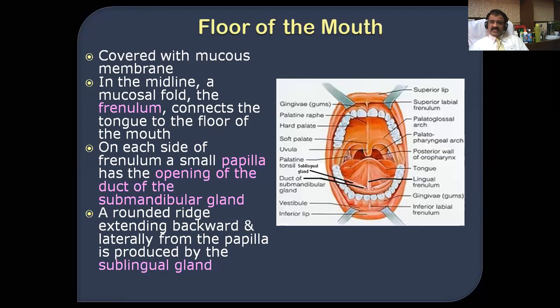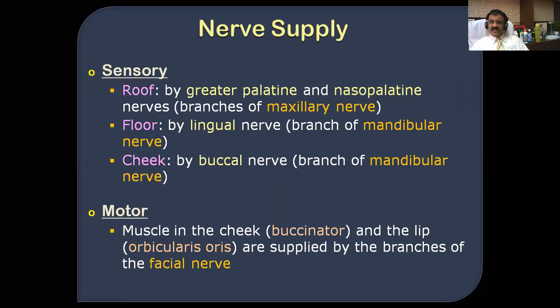A round edge extending backward and laterally from the papillae is produced by the sublingual gland. So the sublingual gland, you can see on the side of the opening of the submandibular gland. Now what is the nerve supply to the mouth?